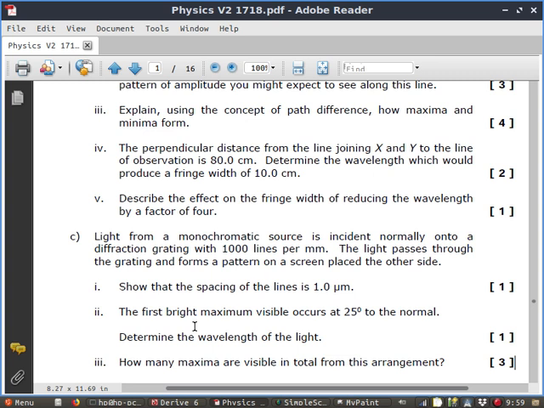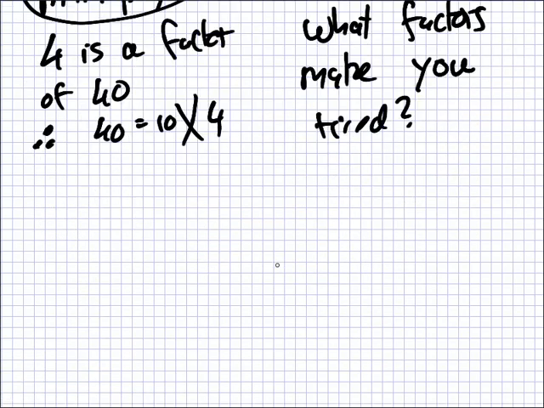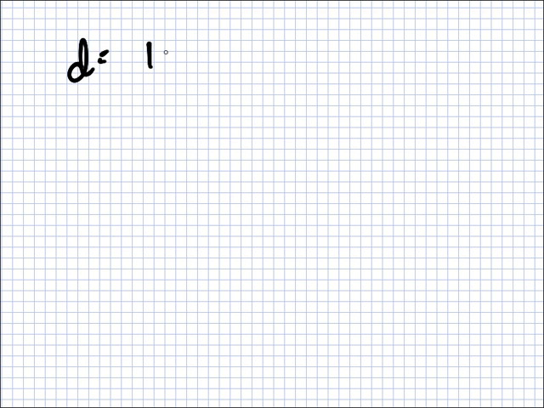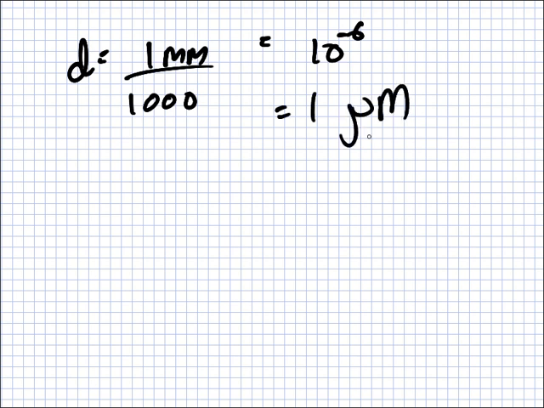So I don't know the C question. Yeah, let's do it now. Light passes through a grating of 1,000 lines per millimeter. What is the line spacing? So the spacing is 1 millimeter over 1,000. That's 10 to the minus 6, which is 1 micrometer. Because you have 1 millimeter and 1,000 lines, so the distance between 2 of the lines is a micrometer.